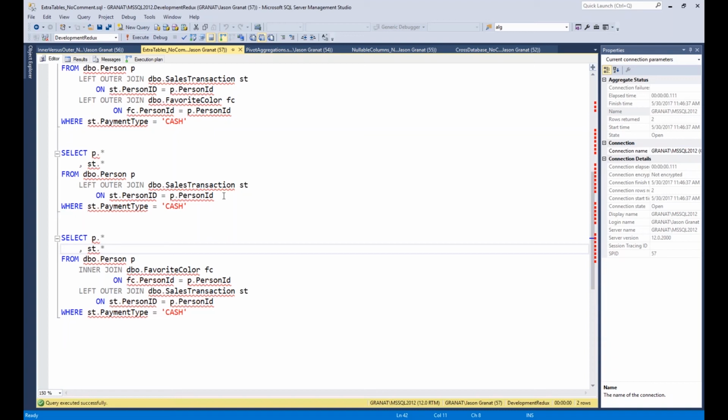But the idea of, hey, if I don't need a table and I'm not using it for filtering, I'm not using it to return data, right? Get it out of there, right? It doesn't need to be in there.